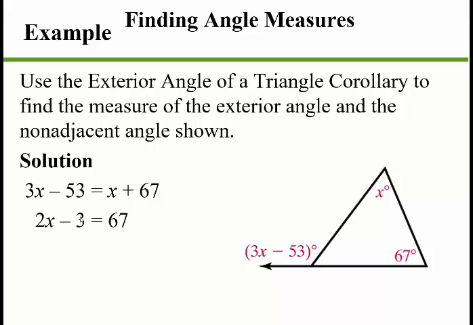Sorry for the little typo here. That should be a 53. Now add 53 over. Get 2x is equal to 120 degrees, and x is equal to 60. So I know that that's a 60-degree angle right there.